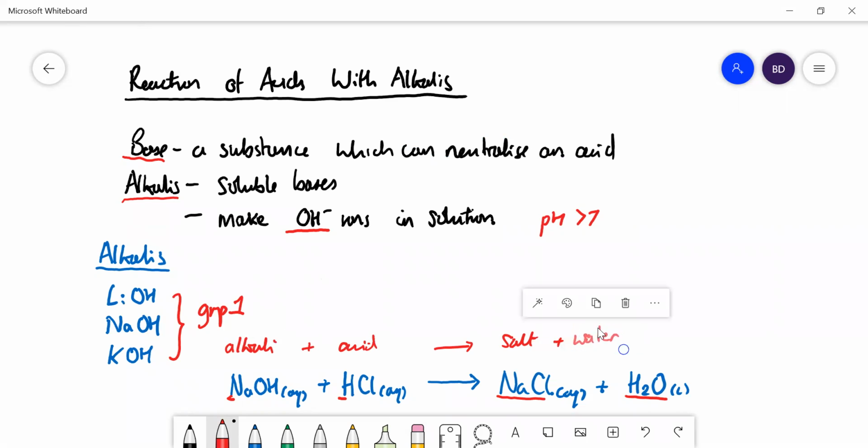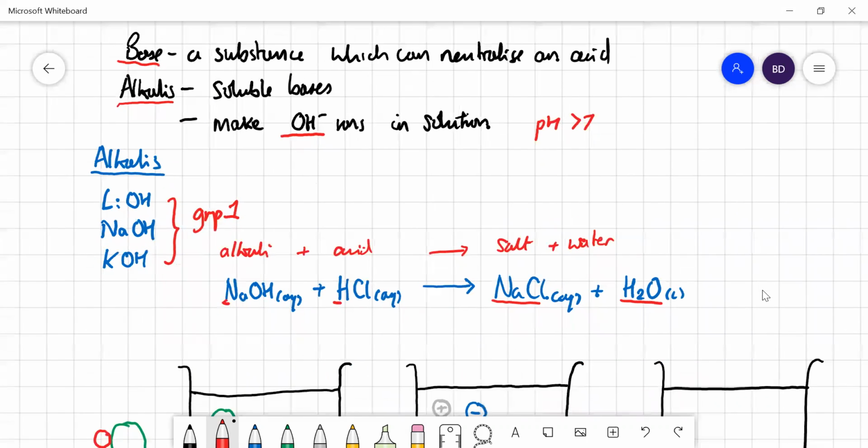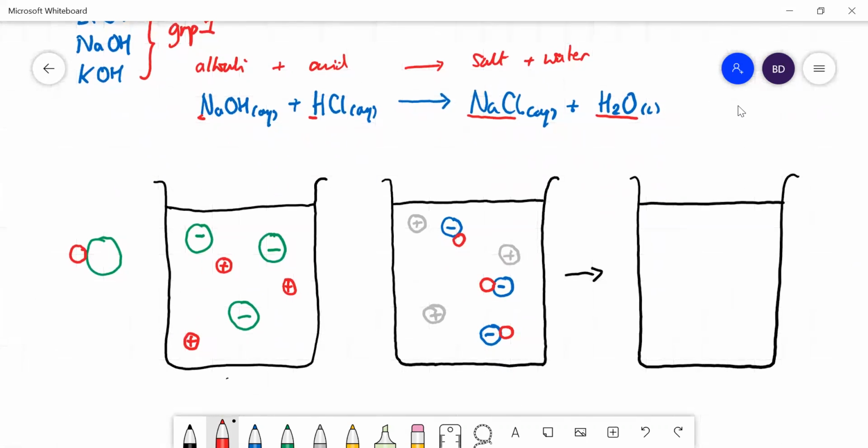Sorry, so I've drawn these diagrams. Here is covalent hydrogen chloride. When you dissolve that in water, all acids make H plus ions. So it dissociates into its ions: the H plus ion, which I've done in red, and the chloride ion, which is green. So that happens to the acid when it's put into water.